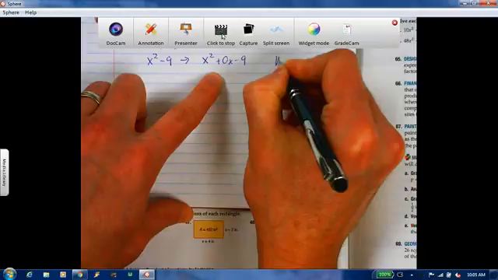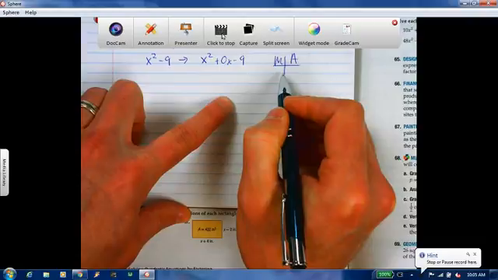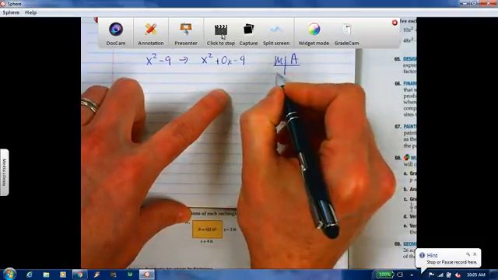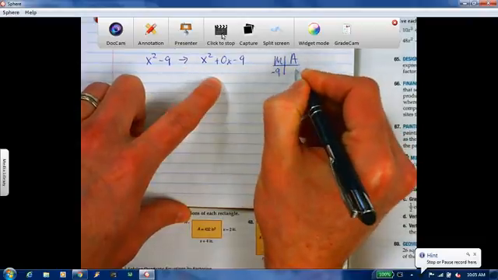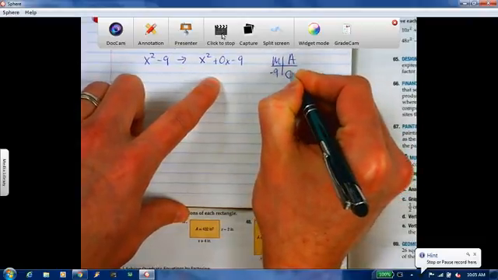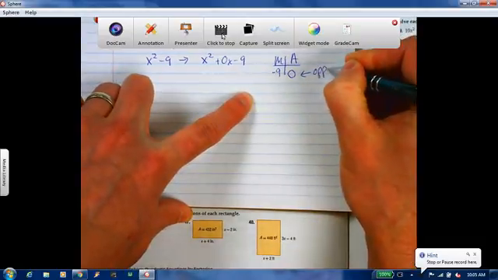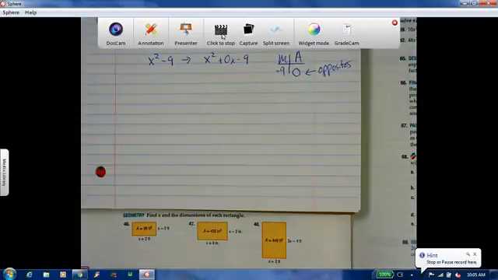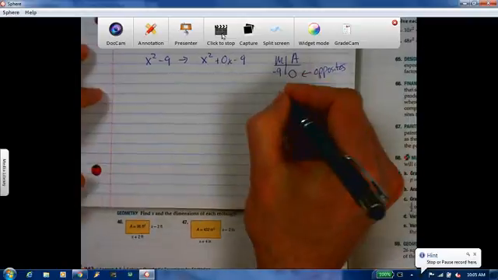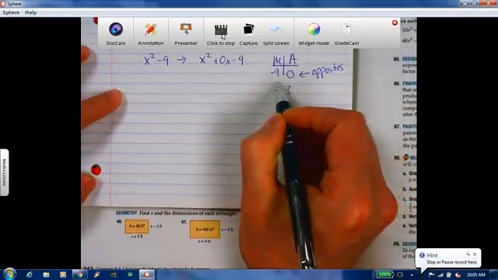Factoring this, what do I have to multiply to? 1 times negative 9 is negative 9. I have to add to 0. So if I'm looking for things that have to add to 0, those things have to be opposites. So opposites are 5 and negative 5. Okay, so that means it's going to be negative 3 and 3. So if you're adding to 0, it's going to be these two numbers.